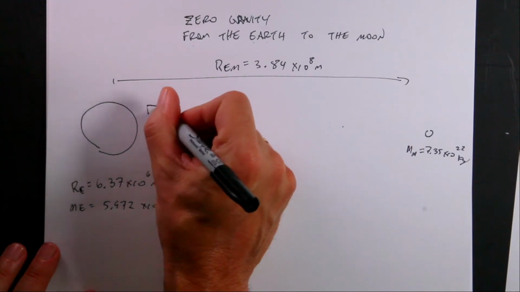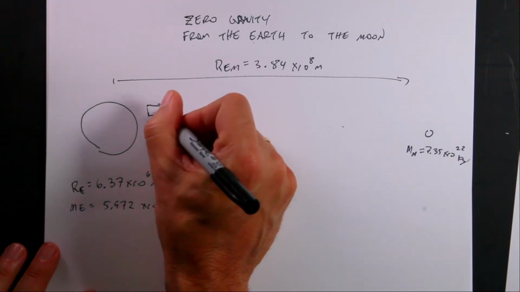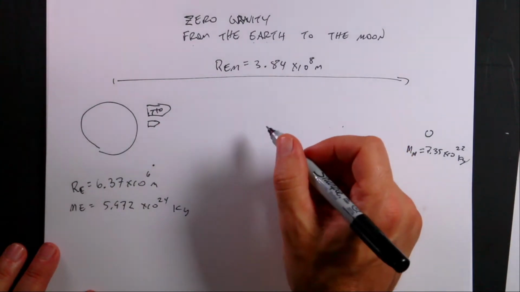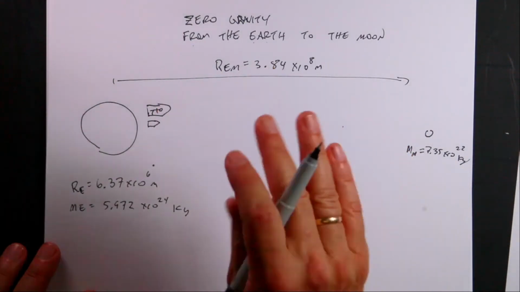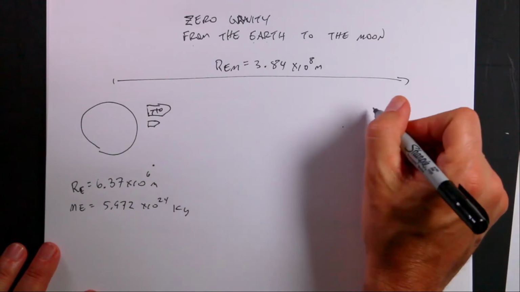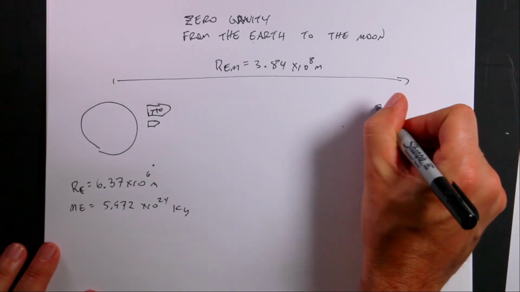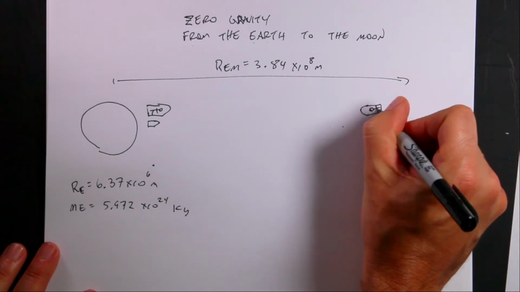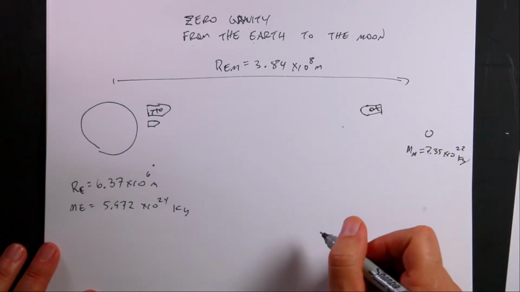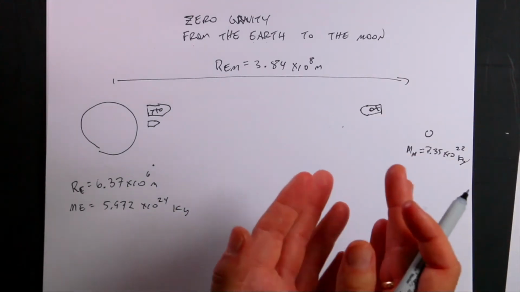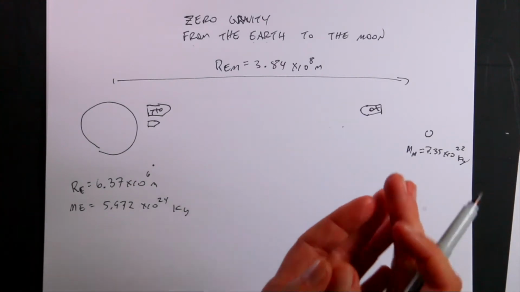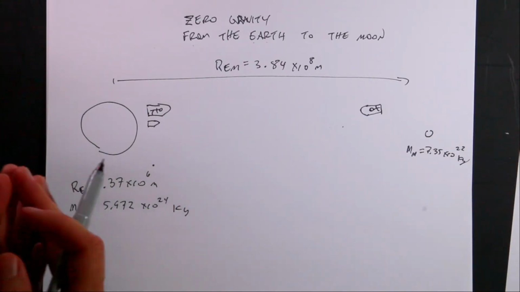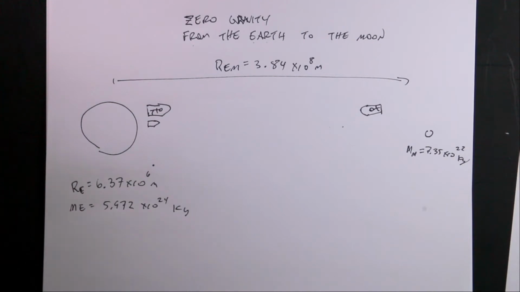I'll draw a little bit bigger. They're standing like this. And then they say, oh, at some point we have to flip. We have to go through zero gravity, and then we have to flip over and stand the other way. Because at some point we're going to be closer to the moon, and the moon's gravitational force will be greater than the Earth's gravitational force. And so at some point it'll be zero.